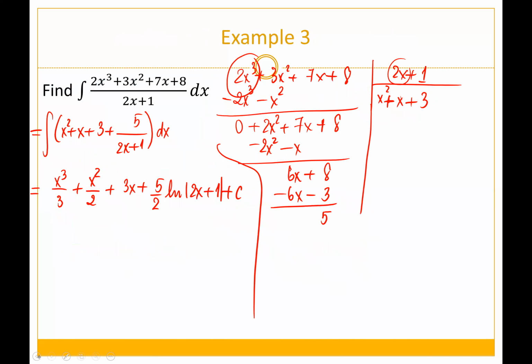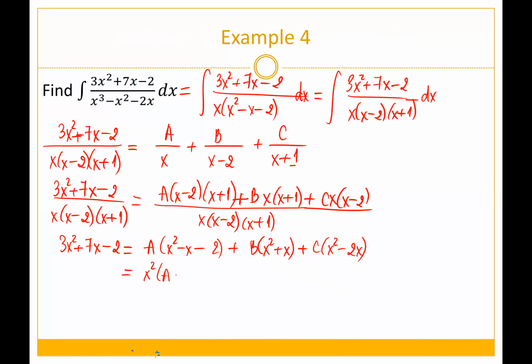So you have (a plus b plus c) x squared plus (negative a plus b minus 2c) x, then negative 2a. As you can see here, you have a plus b plus c is equal to 3. What you equate is the coefficient in front of these terms.